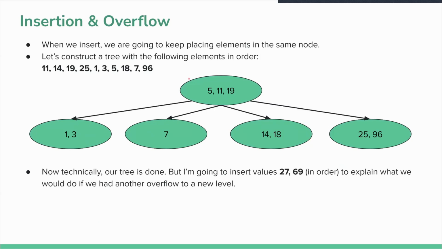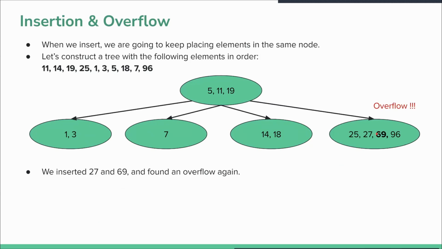If we insert 27, it's not going to cause an overflow. But then we're going to insert 69 after that, and we're going to see that causes us an overflow. So my question is, what are we going to do? Well, you guessed it. We're going to promote the 3rd element again. We move 69 up. It can be helpful to see it in its own thing. You could move it up here, but I'm just going to say for now, move 69 into this.